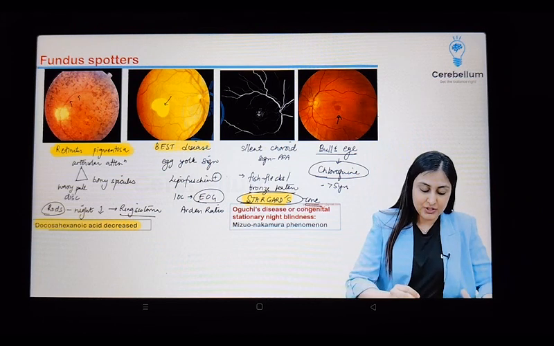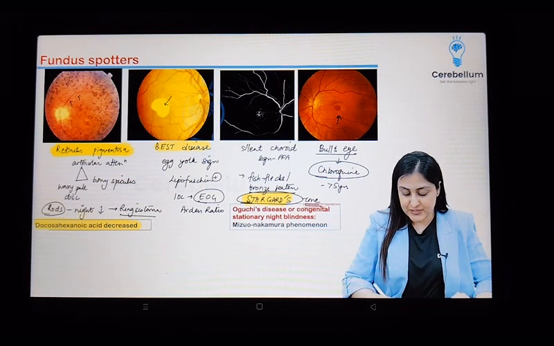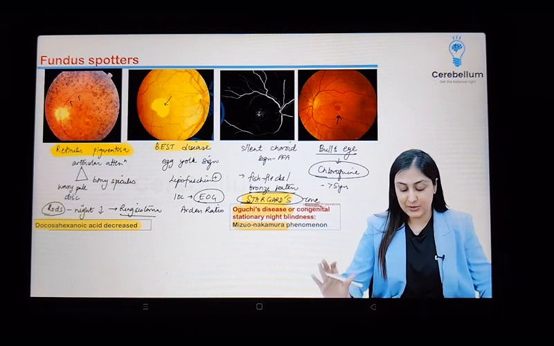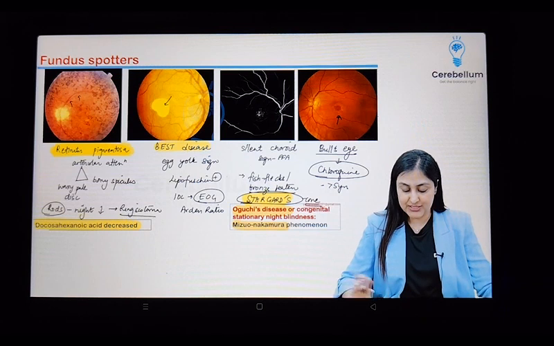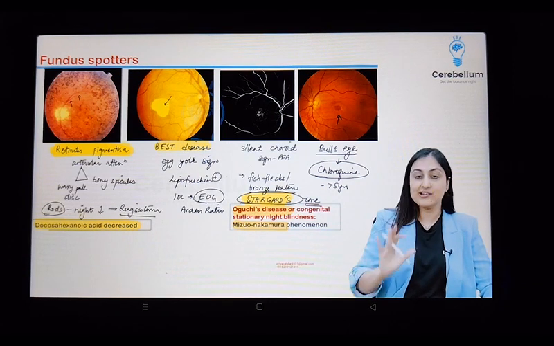What you want to remember, one more disease, slightly extra edge for INI-CET, just to compile all dystrophies for you. There's something known as Oguchi's disease. Sounds Japanese, and from that only you remember some Japanese phenomenon known as Mizuo-Nakamura phenomenon is there. No need to know anything beyond it. It's also known as congenital stationary night blindness. Okay, so this is about the dystrophies.